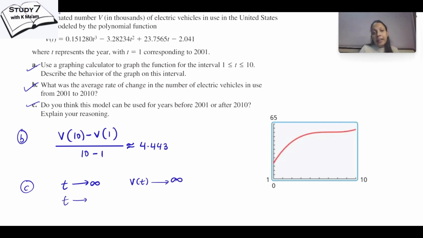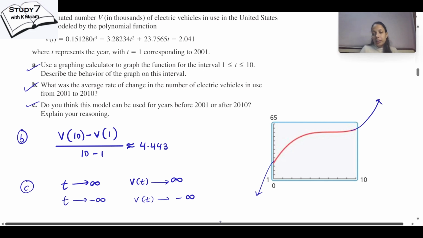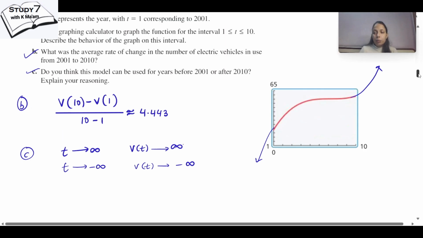If you take negative infinity, very large negative values, V of t also goes to negative infinity. So this says that after 2010, the number of estimated vehicles will increase, and before 2001 it was less, because it's an odd degree polynomial. If you look at this estimated graph, it will go up, it will go down. We check the end behavior. If I move right side, our function goes up. If I move left side, our function goes down. It's like this.